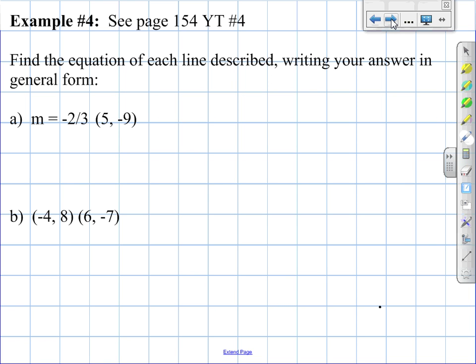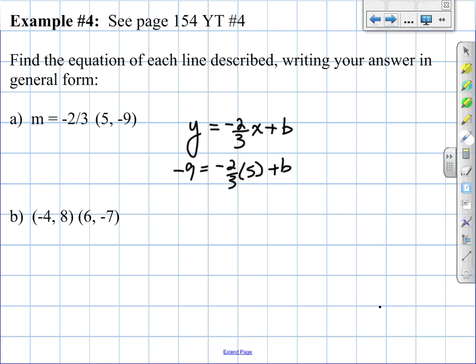So a lot of your assignment is going to be creating line equations. For instance, in the information we're given in question A, the slope is negative 2/3. So I would use point slope form, replacing m with negative 2/3. And then to find the value of b, I replace my y with negative 9 and my x with 5. I could find b, and then I would have my equation.